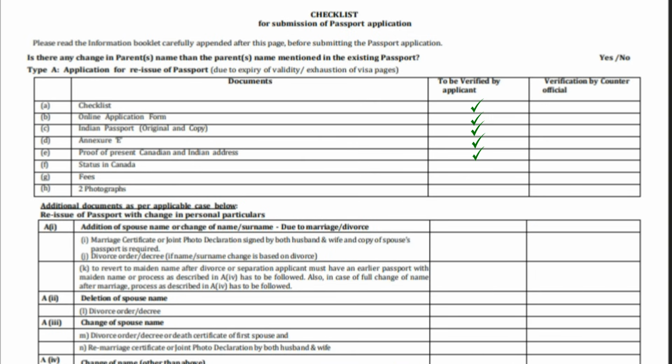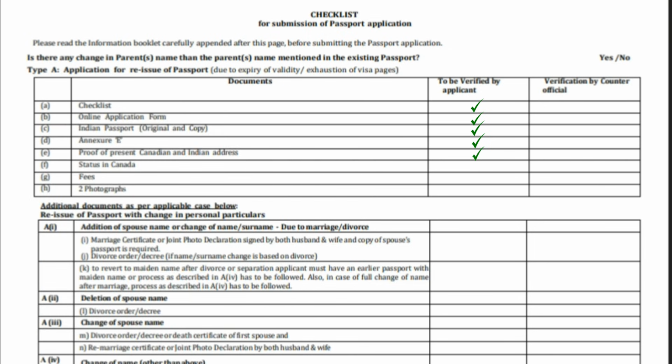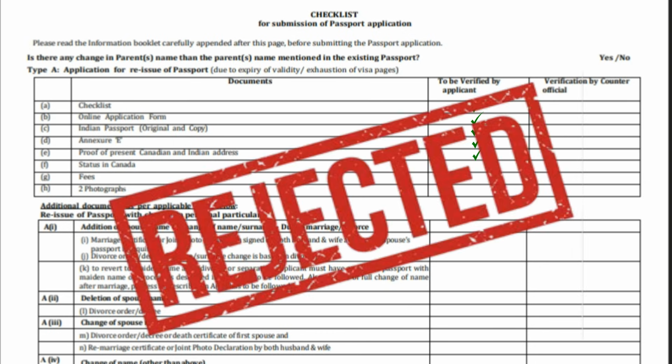Proof of present Canadian and Indian address. Please make sure that for the Indian address which you have specified, someone should be there at that address, either your family or your friends. When the police visits that Indian address and no one is there, then police will not be able to complete your verification, which results in your passport application being rejected.